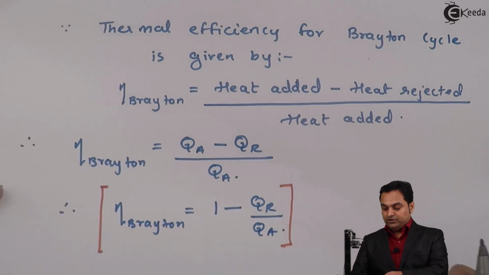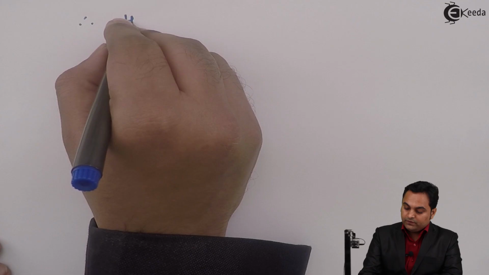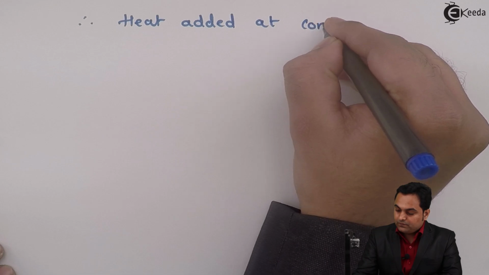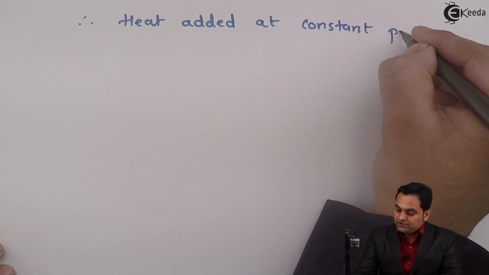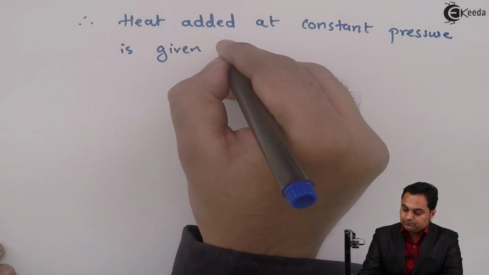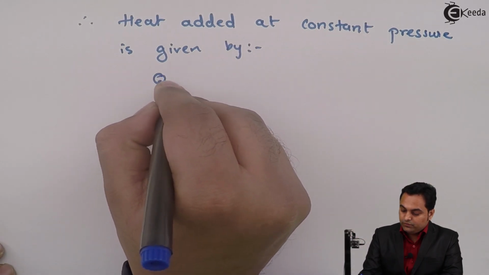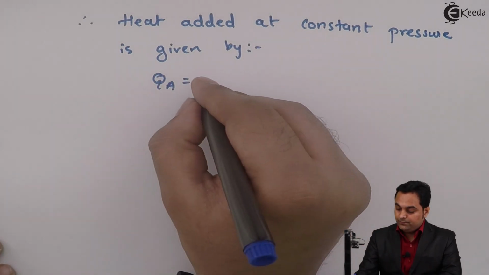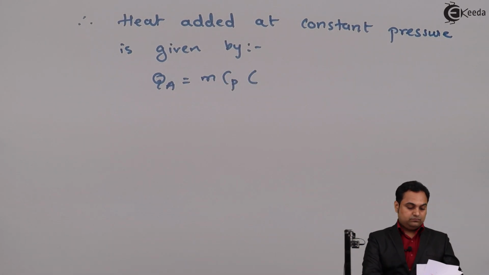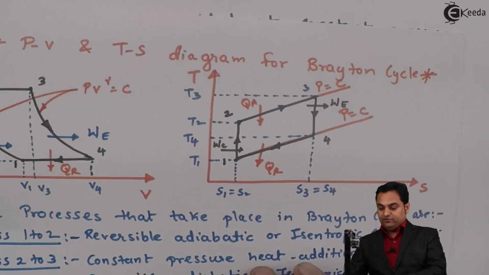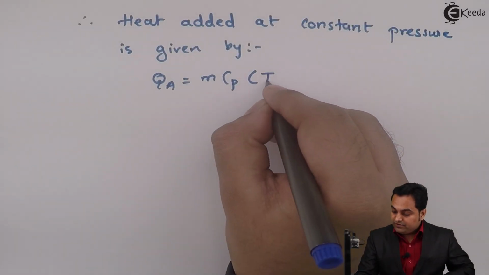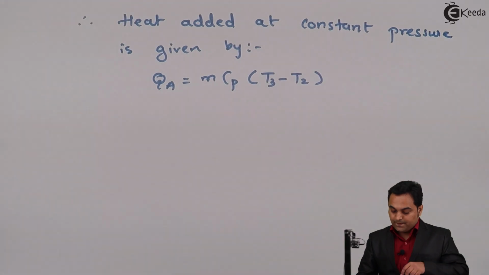I'll write down what is QR and QA. So first of all, heat added at constant pressure is given by QA, or Q suffix A, is equal to MCP. Heat is being added from 2 to 3, so the temperature difference is T3 minus T2, so MCP (T3 minus T2).